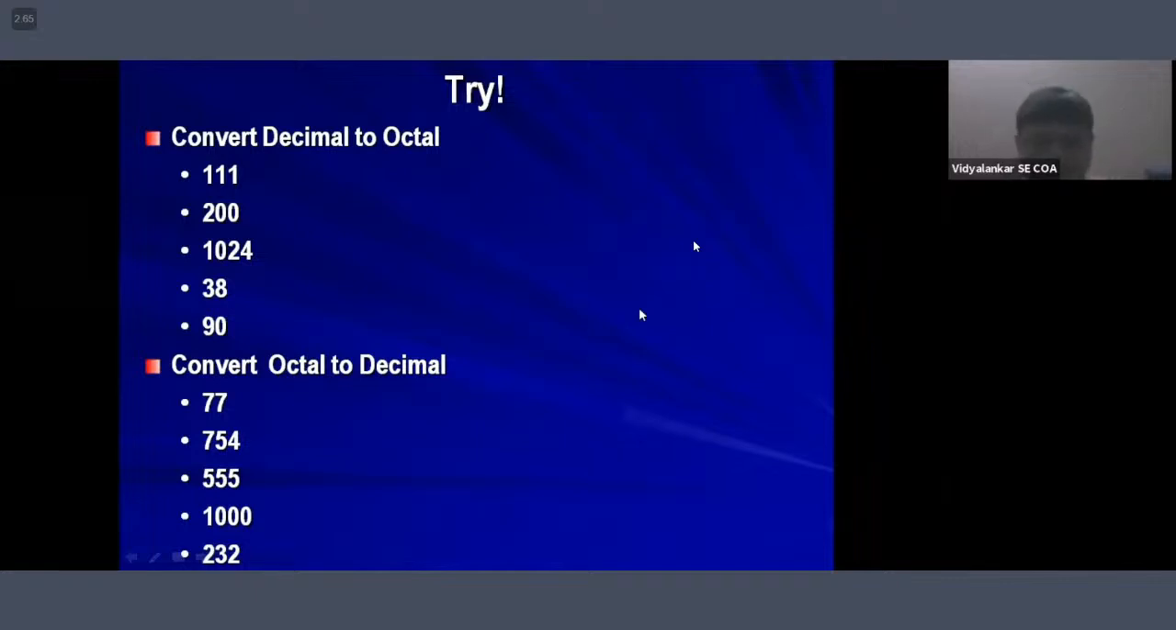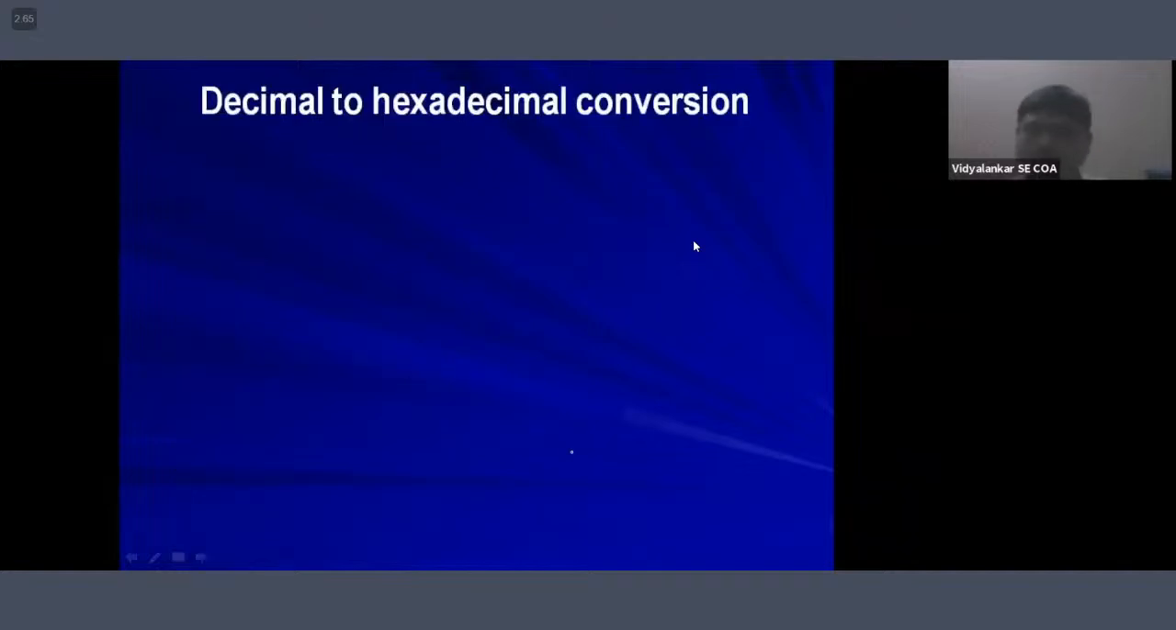Okay, now let's go ahead and again concentrate. We have worked for about 1 hour and 20 minutes. Let's go ahead. Now let's convert decimal to hexadecimal. Let's see how we convert a decimal number into a hexadecimal number.